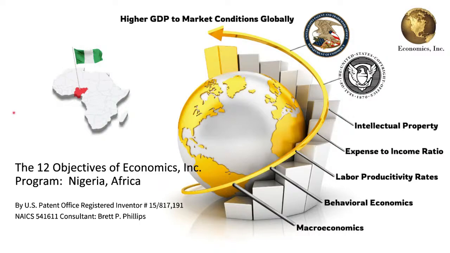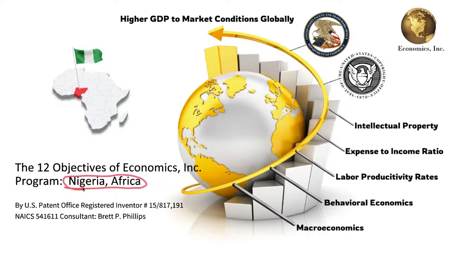online training, literary art and visual artworks that is certified as a registered novel work, and it's original under the U.S. Library of Congress. That's the copyright. And I'm a registered inventor with the United States Patent Office. And what are we doing? We're doing higher GDP to market conditions globally. And this program is specifically for Nigeria, Africa, right here.